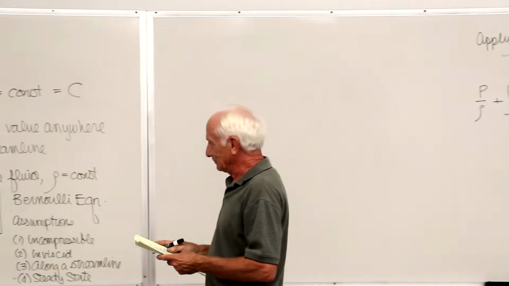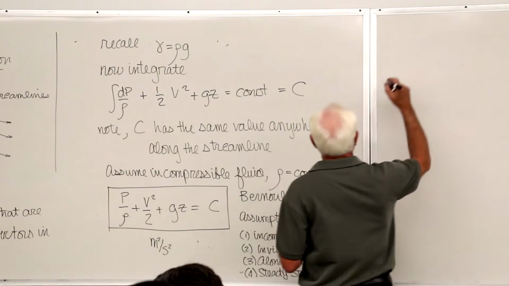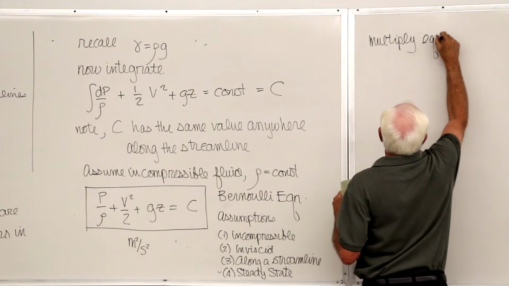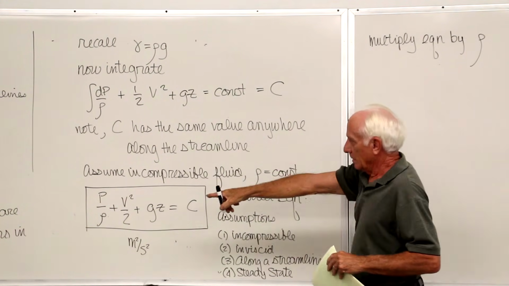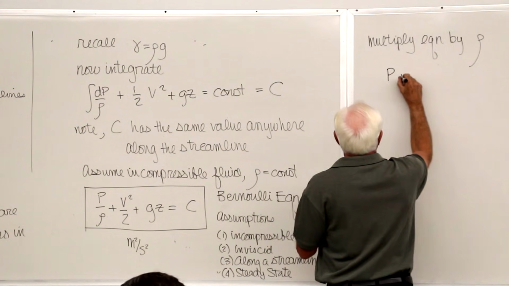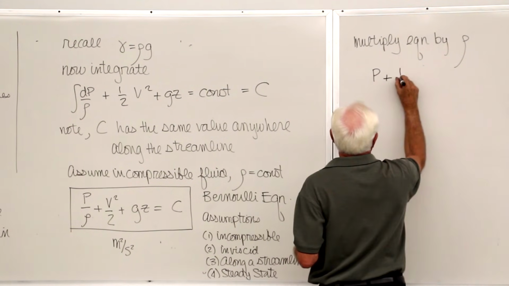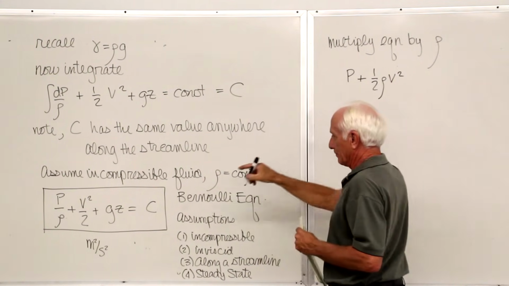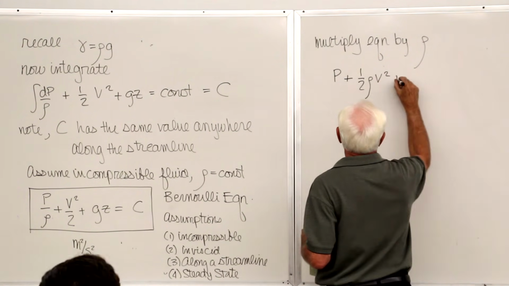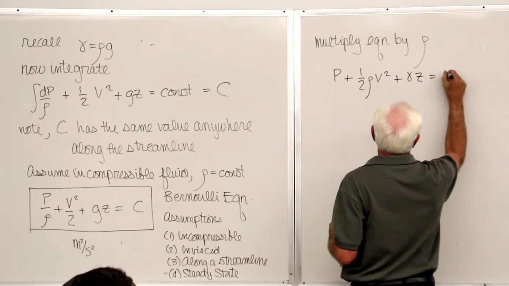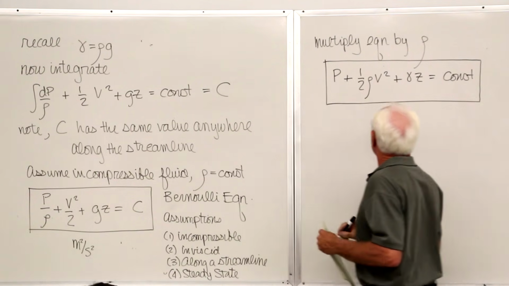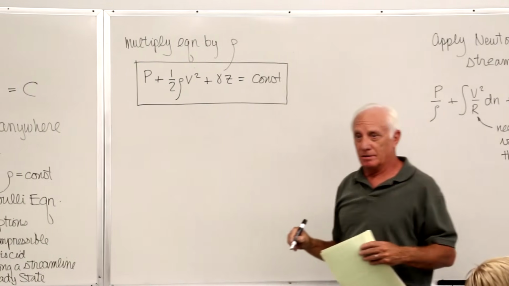Another form of Bernoulli's: multiply through by rho. Rho times p divided by rho, okay, rho's cancelled. 1/2 rho v squared. Rho times g is gamma. Units: pressure.